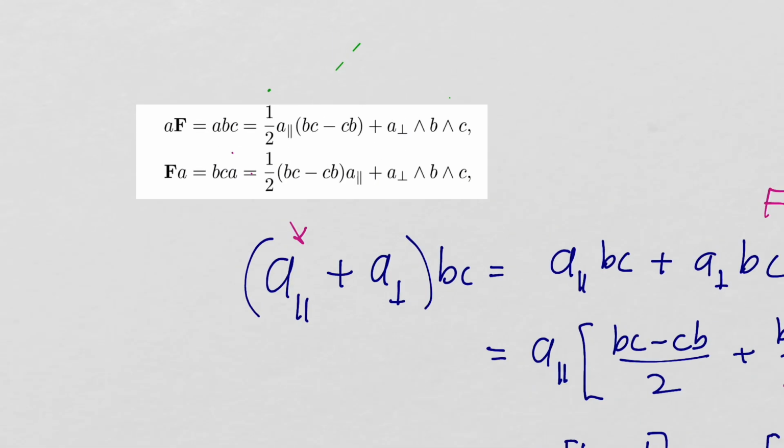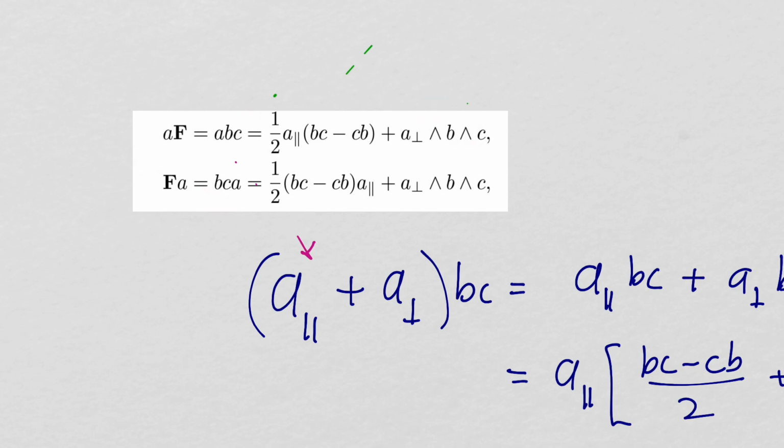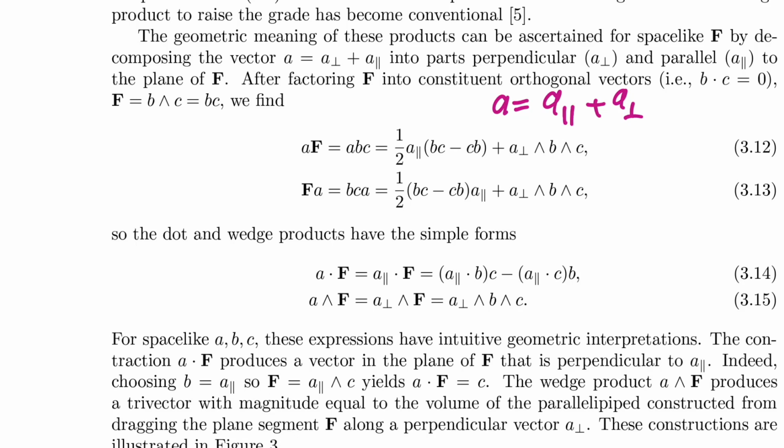Okay, so it was worth the exercise of digging into the mechanics of how this calculation was made. Their approach is, they did this for AF and came up with this, and then they switched it and did it for FA and came up with this expression. Then they said we're going to take the A dot F to be A parallel dot F, equaling this expression right here, which we already know, and A wedge F is going to be a perpendicular wedge F, which is this expression.